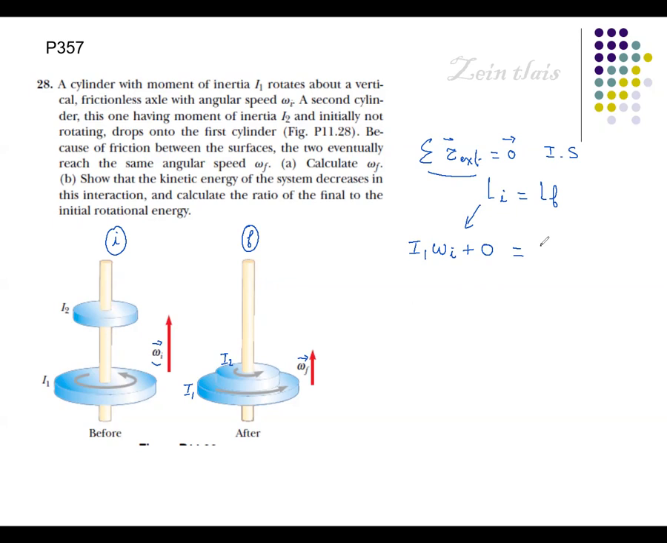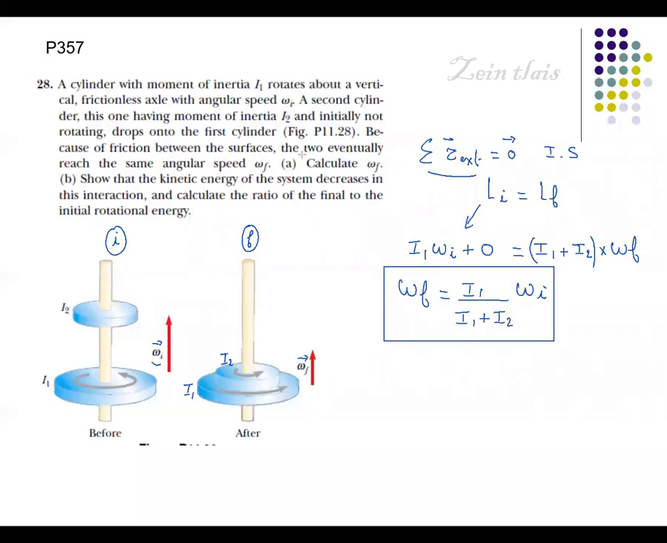We have L final, which is equal to the summation I1 plus I2, times omega final. I ask you to find omega final, which is equal to I1 divided by I1 plus I2, times omega initial. This is the value of the final angular speed.